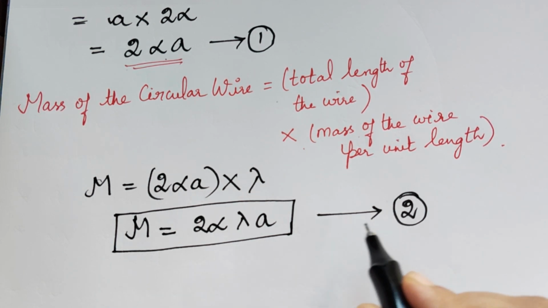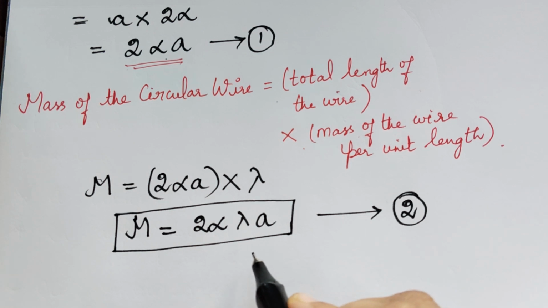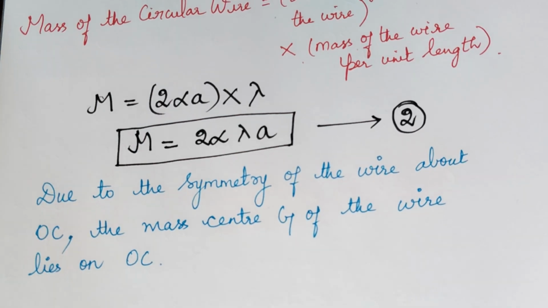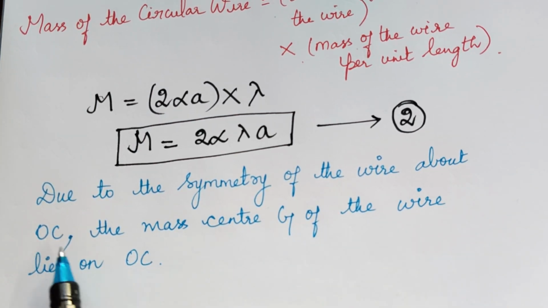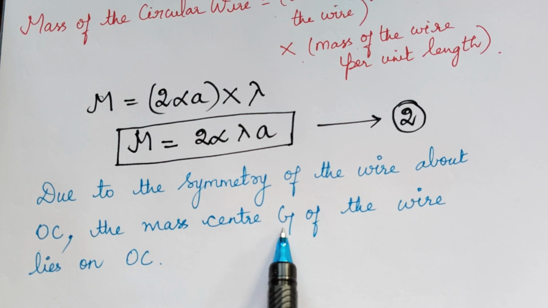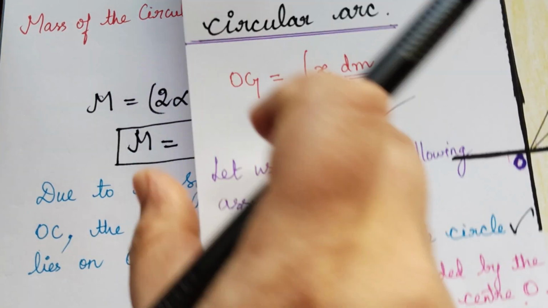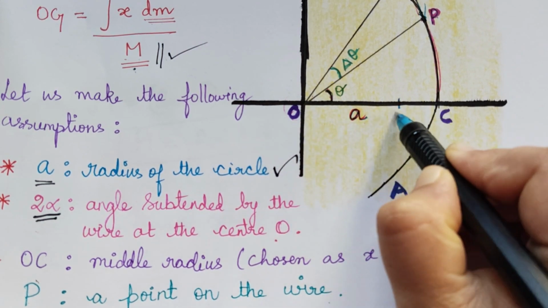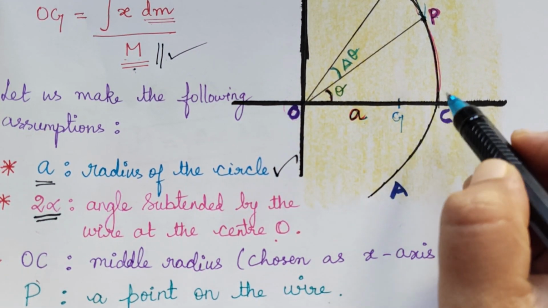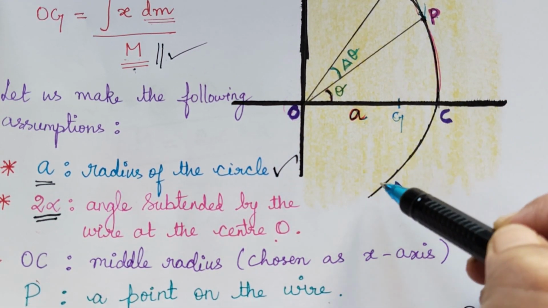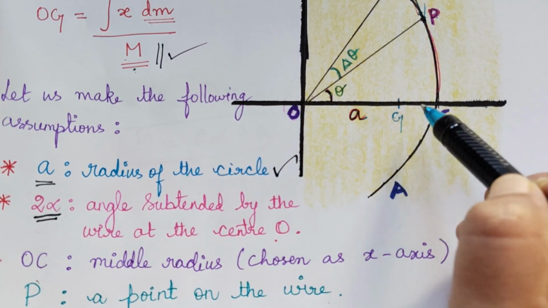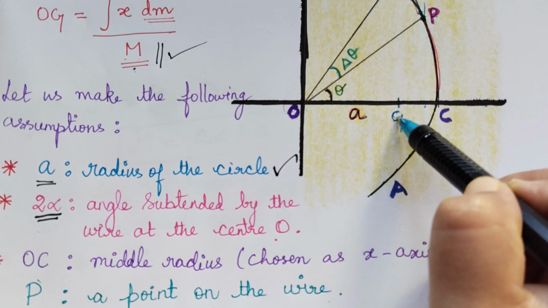Now next we have to find the value of dm, which is the minute mass of the elementary portion pp dash. Due to the symmetry of the wire about the x-axis, that is OC, the mass center G of the wire lies on OC. So this is OC and somewhere here on this line the mass center capital G lies. This is because of the symmetry of the circular wire about the x-axis, which is taken as OC. Therefore the mass center lies on this line.